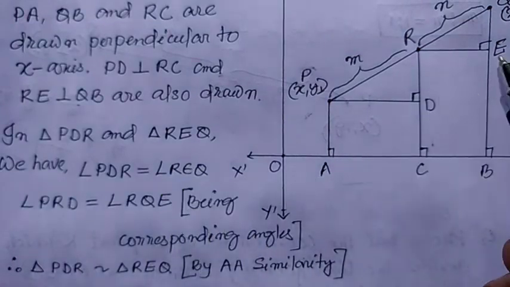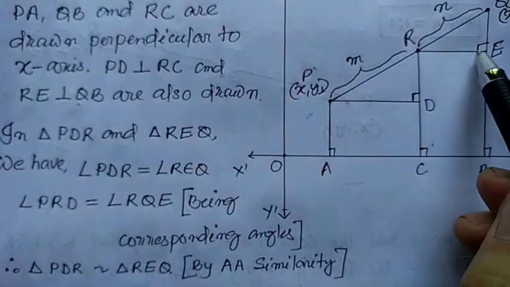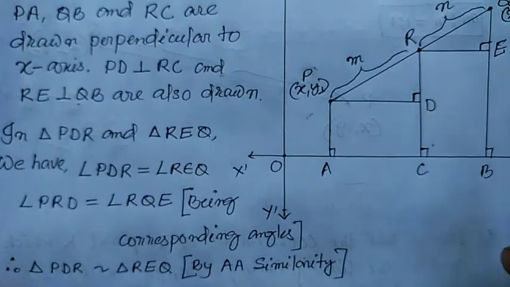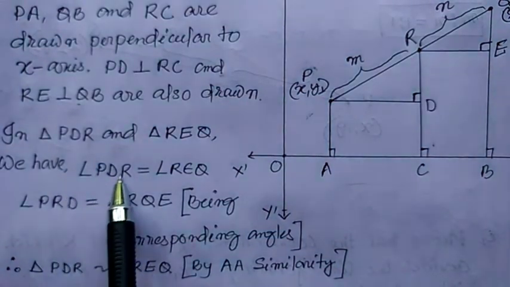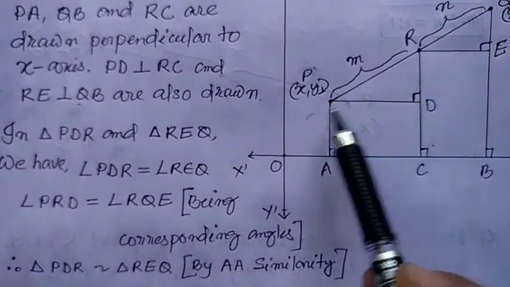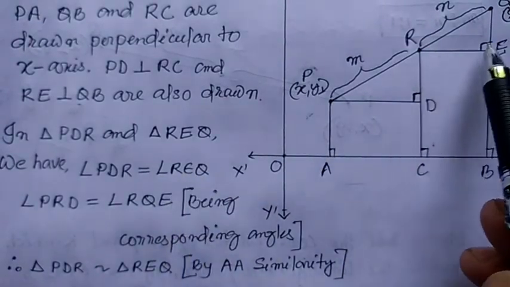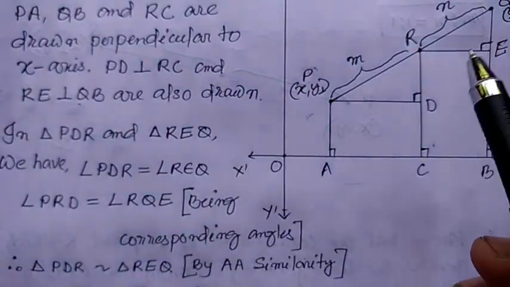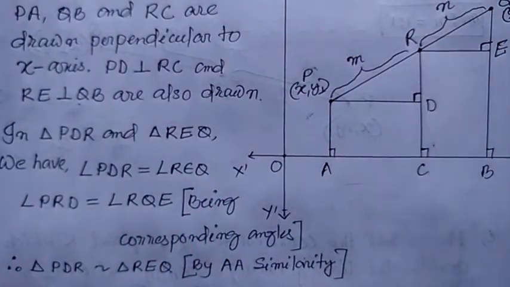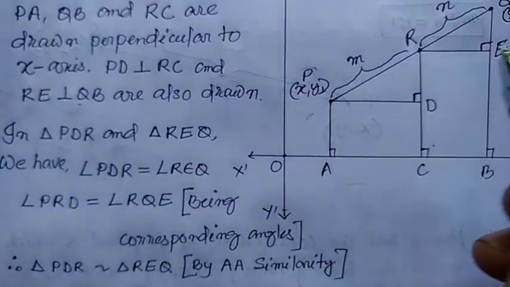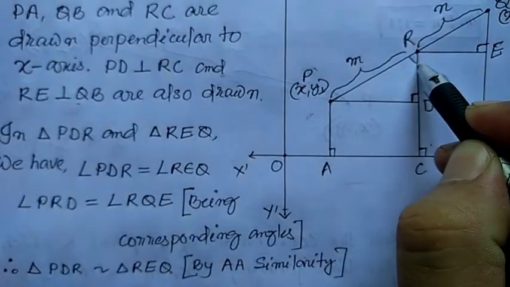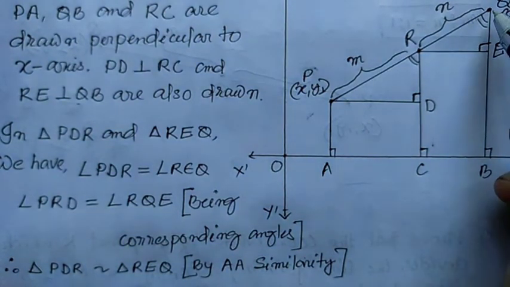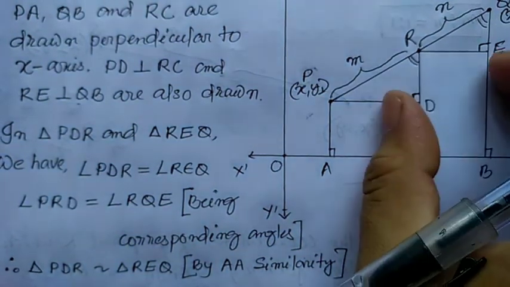Here we can see angle D is 90 and angle E is also 90. So we can say that in these two triangles two angles are equal. Here we have angle PDR, this angle D, and angle REQ, which is angle E. They are equal, they are 90. And again, if you look here, another two angles are also equal. They are PRD, this angle, and this angle. Why are they equal? Now you can see RB and RC are perpendicular.